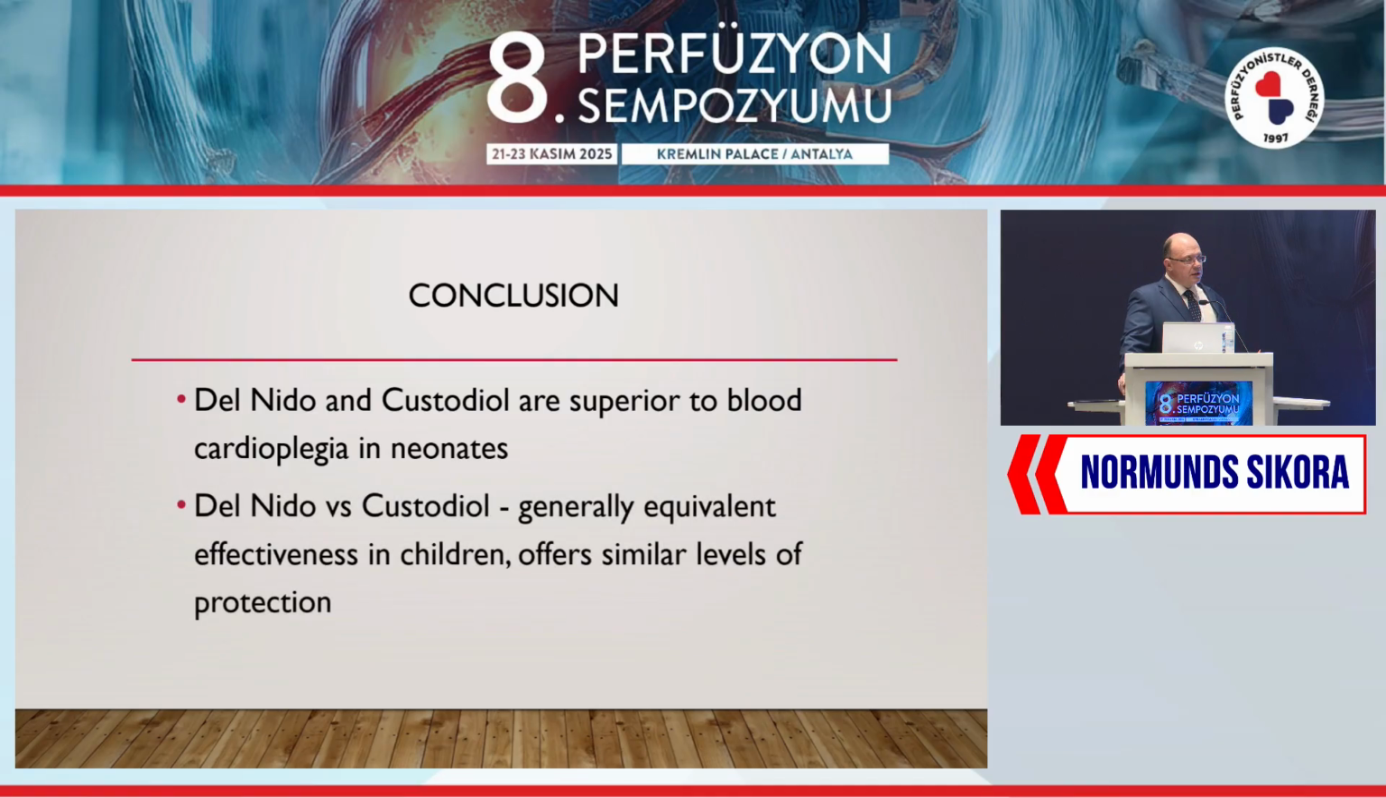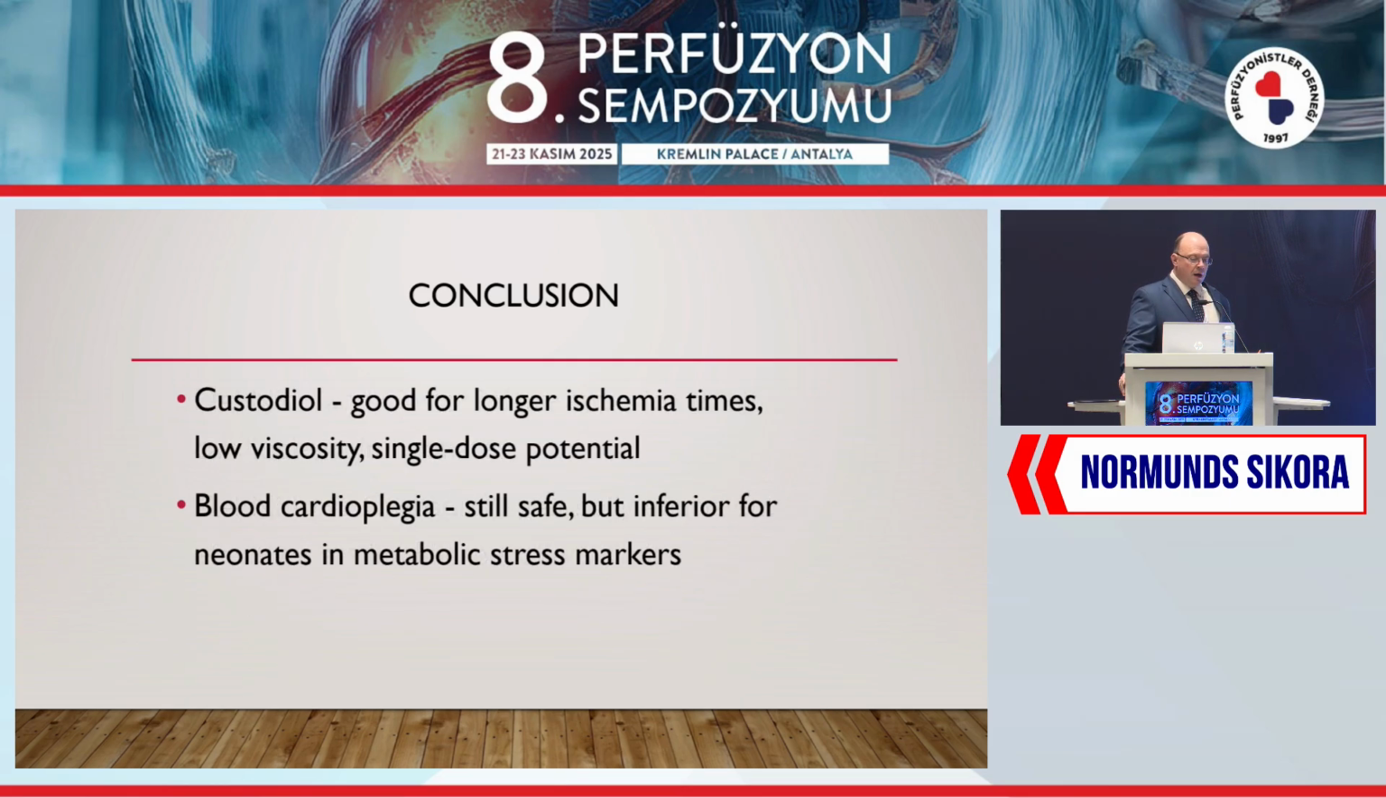Del Nido and custodial, which one is better? Actually, generally equivalent and very effective for children and offer similar protection, both of them. But custodial, it's good for longer ischemic times. It has lower viscosity and single dose potential. And last but not least, historically old blood cardioplegia, you can still use it with good results, but inferior for neonates in metabolic stress markers.